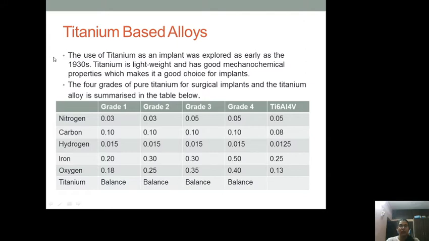So we have been discussing the topics in our second unit. So far we have discussed the stainless steel alloys and we have discussed the cobalt chromium alloys. So let us move on to the titanium based alloys now.